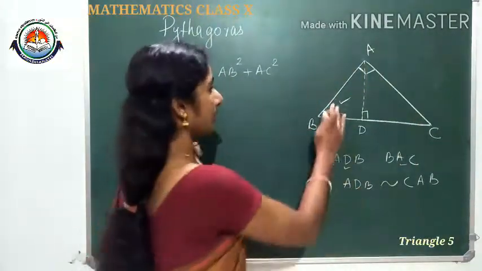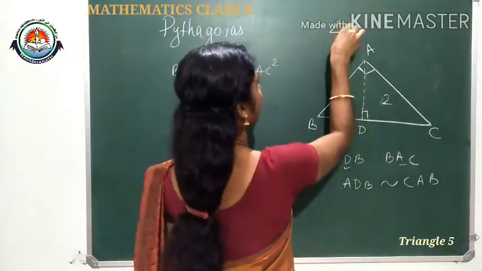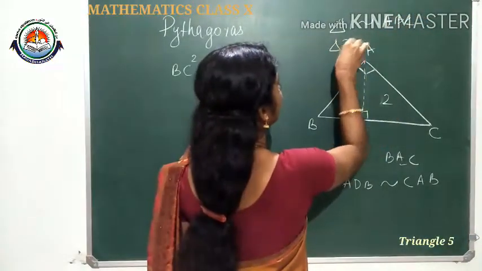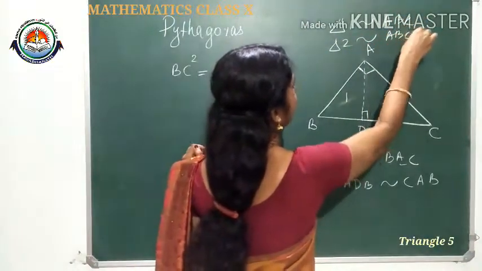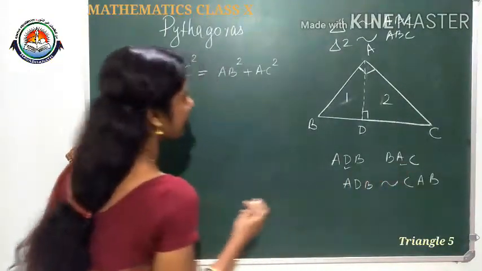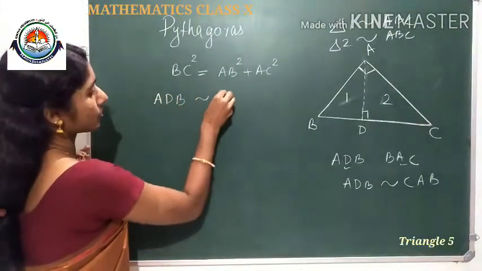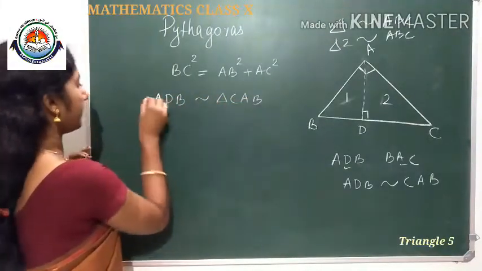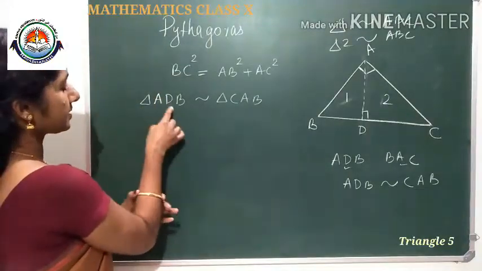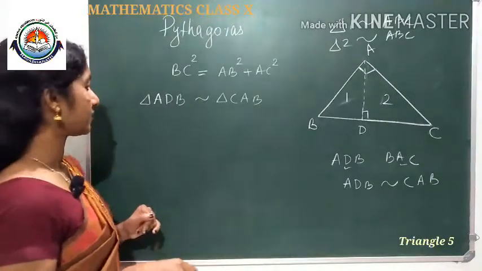Okay. So if I call this triangle 1 and triangle 2, triangle 1 is similar to ABC and triangle 2 is also similar to ABC. We have ADB similar to CAB. Then since it is similar, we can write that their corresponding sides' ratios are the same.